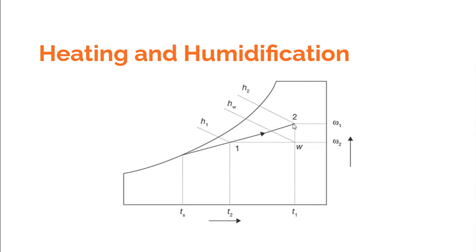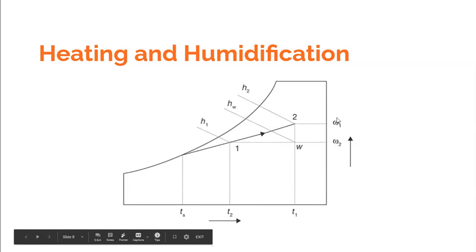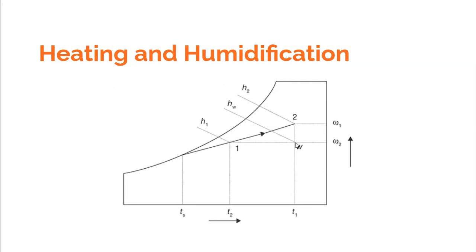What happens to the specific humidity? The specific humidity also increases from omega 1 to omega 2. So please forgive this error which I have made while drawing this chart. Okay, so this has to be omega 1, this has to be omega 2. So what happens to the specific humidity? Specific humidity increases from omega 1 to omega 2.